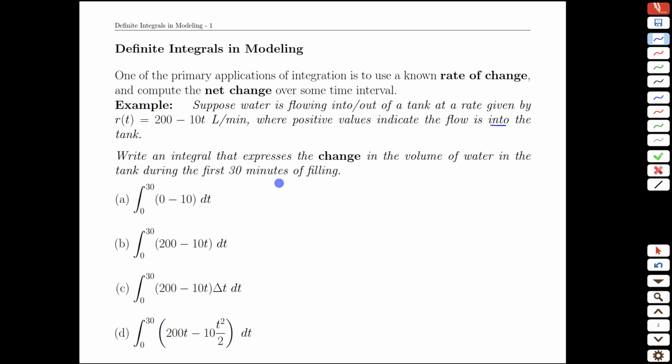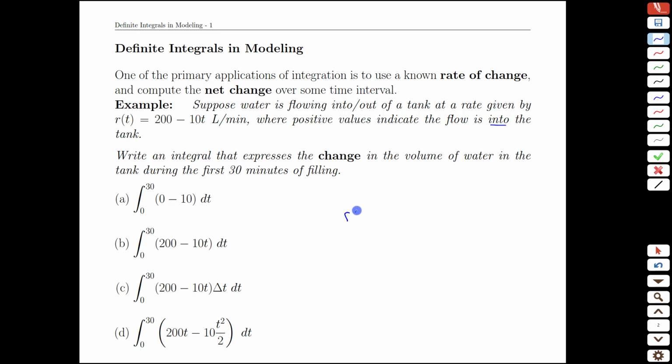Let's consider the first 30 minutes of this rate being in place, and ask yourself, how would I go from this rate of change, liters per minute, to the change in the volume of water over the first half hour, or first 30 minutes of filling? This will be challenging the first time through, but take a look at the options here and see if one of them makes the most sense to you at this point. We'll check in a minute.